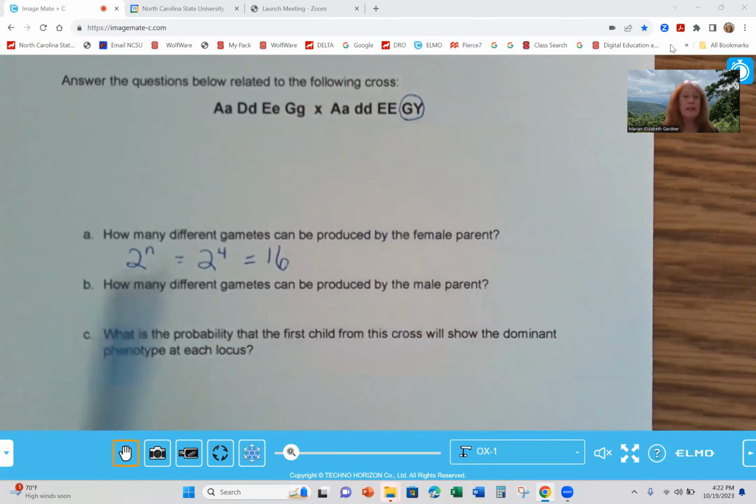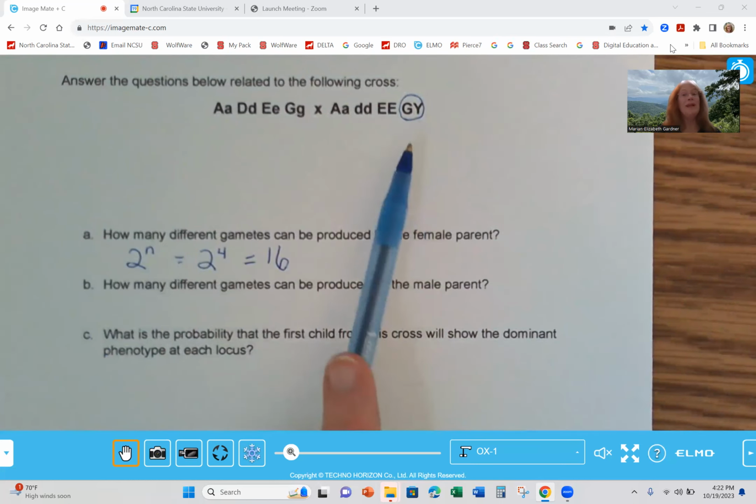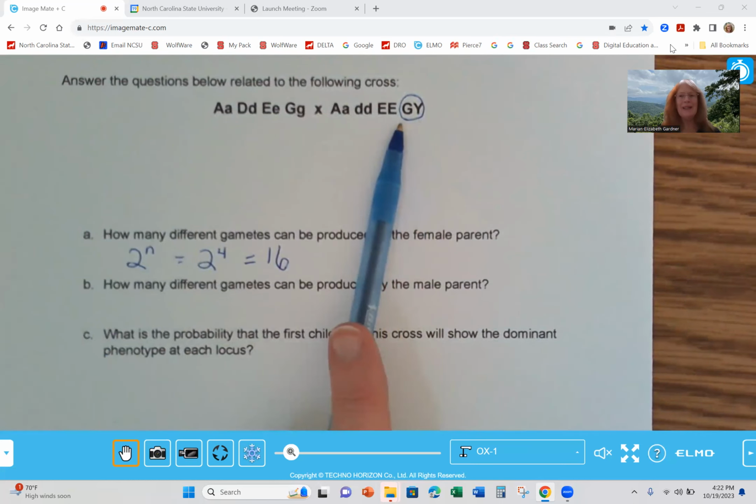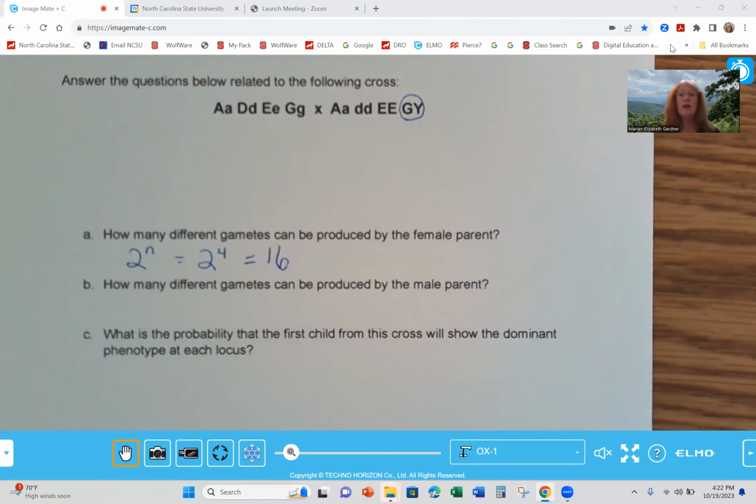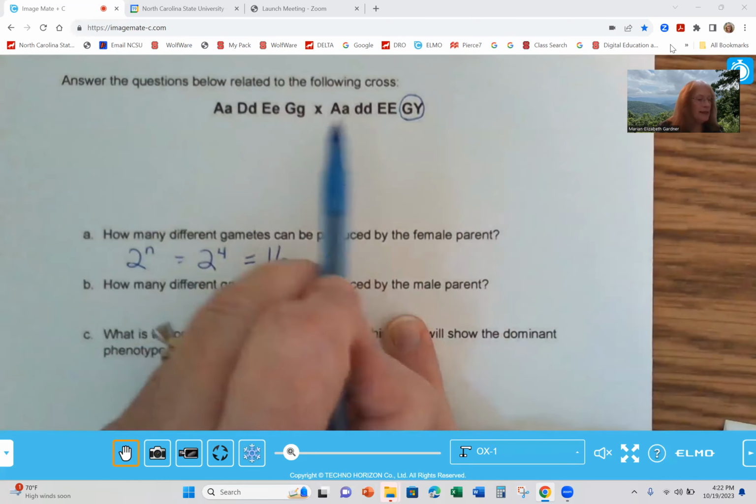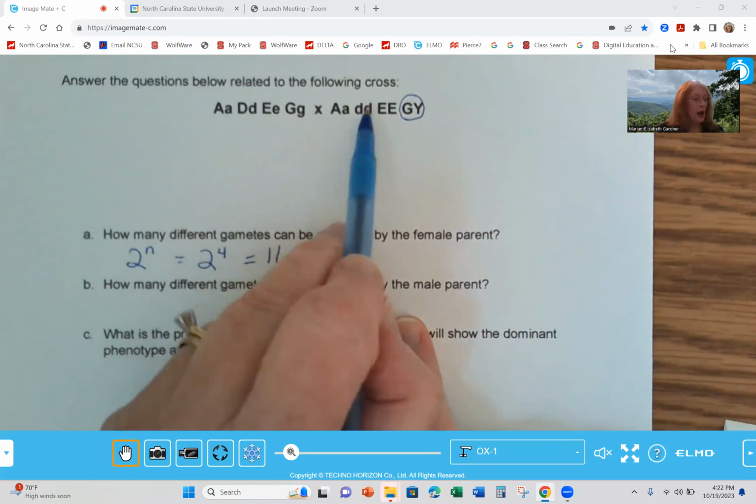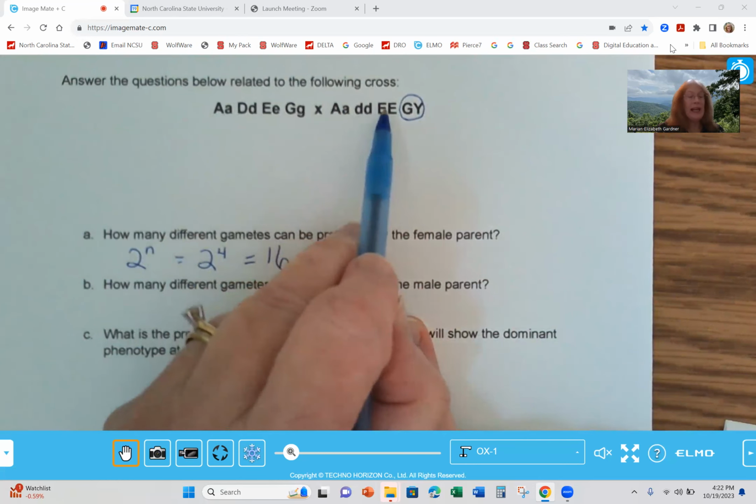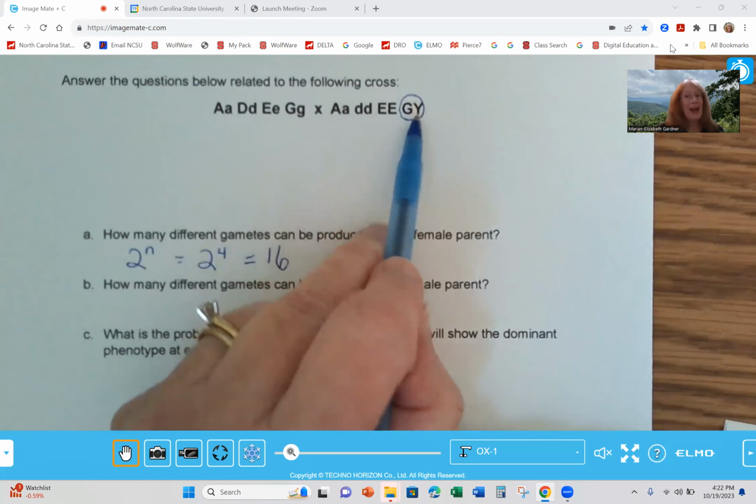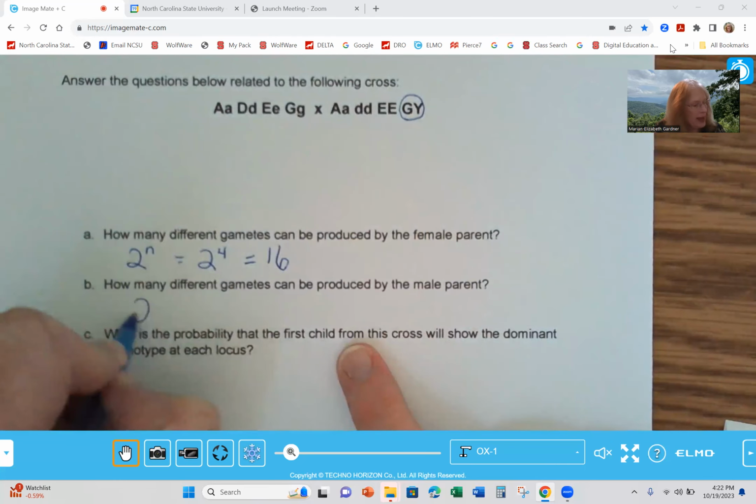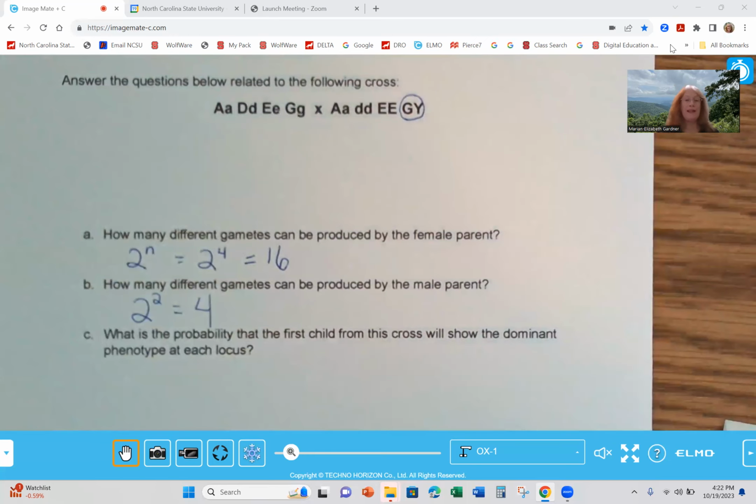He produces the X chromosome with his G allele or the Y chromosome. So for the purposes of this formula, we would count this as being heterozygous, even though the correct term is hemizygous. So now looking at the male, he's heterozygous for the A locus, homozygous for D and E. But remember, we count this hemizygous locus also. So we would have 2 squared equals 4 gametes from the male.